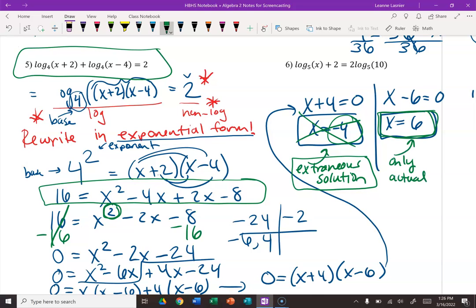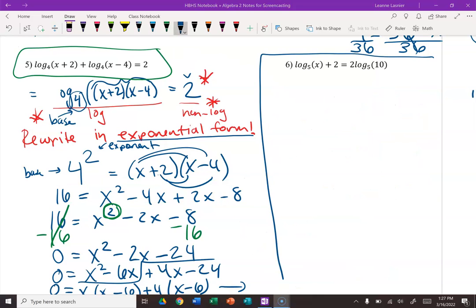So if we ask for the solution, we would only want you to put x equals 6. We would not want you to put both. Sometimes, though, we may ask you for the extraneous solution, and we're talking about the solution that you can get when you solve the equation, but that doesn't work when you plug it back in to the original equation. Okay? So this equation has only one actual solution, which is x equals 6. Why don't you guys go ahead and try number 6?